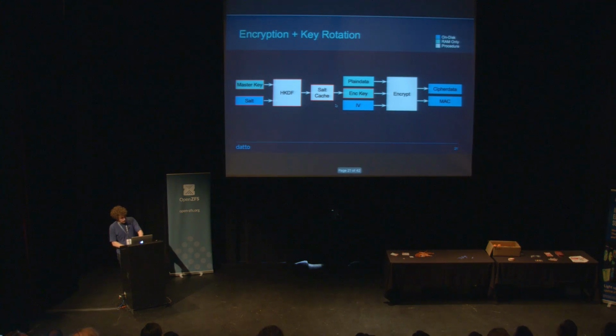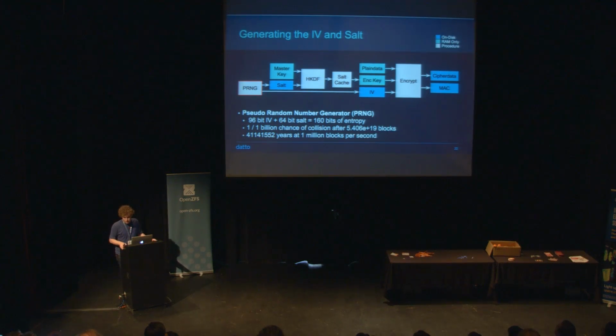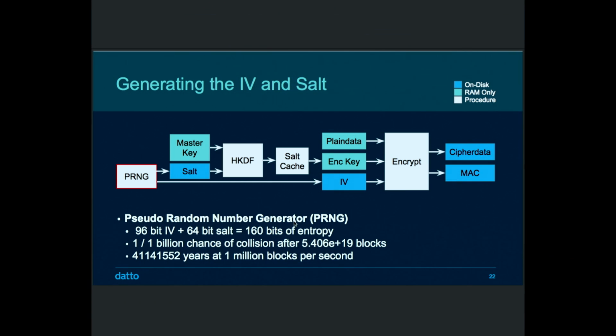So now we have these two values right here, the salt and the IV. And the question is, where are we going to get these from? The answer is we're going to randomly generate them with a pseudo-random number generator. I can go over all the math if you guys really want to know about it, but basically, if you calculate out the numbers, if we're encrypting 1 million blocks per second, we will have a 1 in 1 billion chance of reusing the same IV with the same key in 41 million years. And by then, I'll be retired.